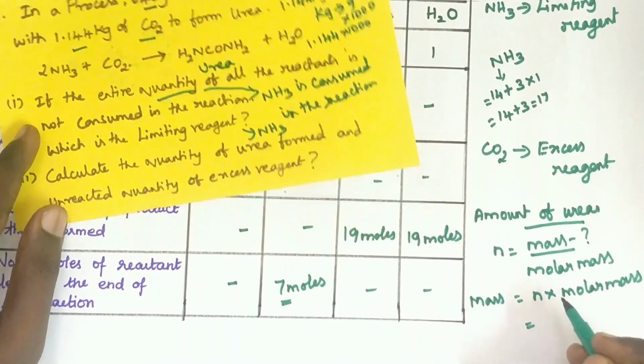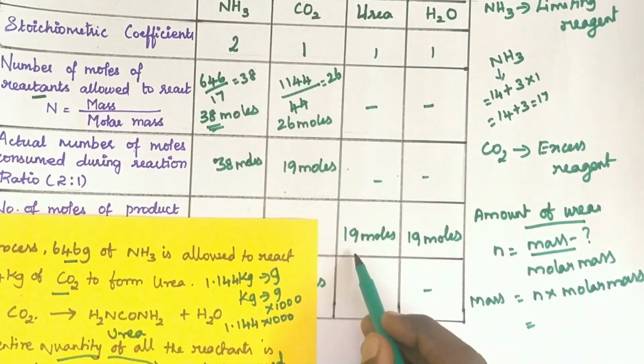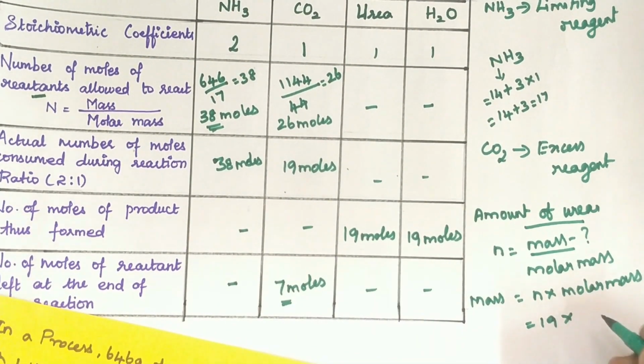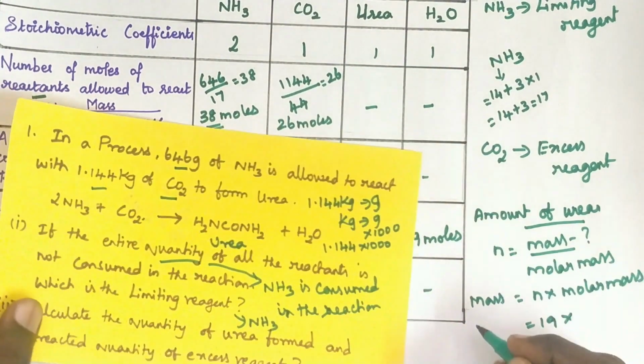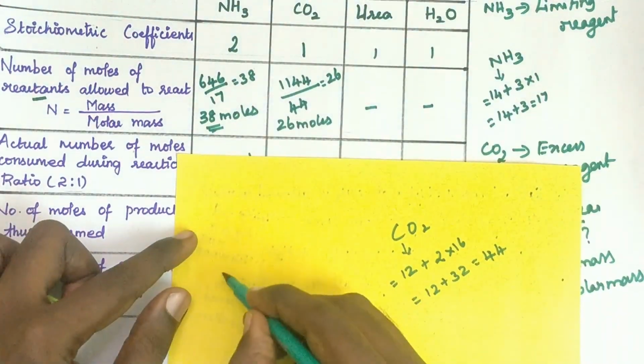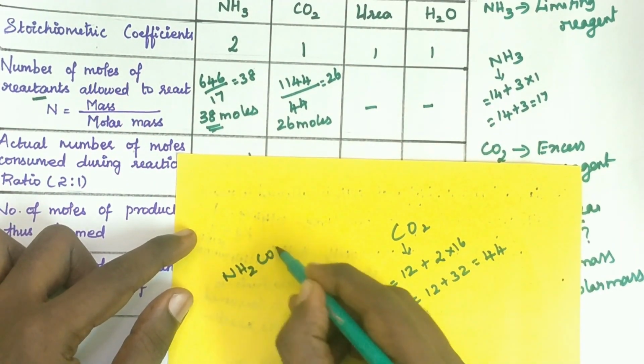So N is the number of moles of urea, the product formed, which is 19, into the molar mass of urea. This is the mass of urea. So what is the molar mass of urea? The urea formula is NH2CONH2.